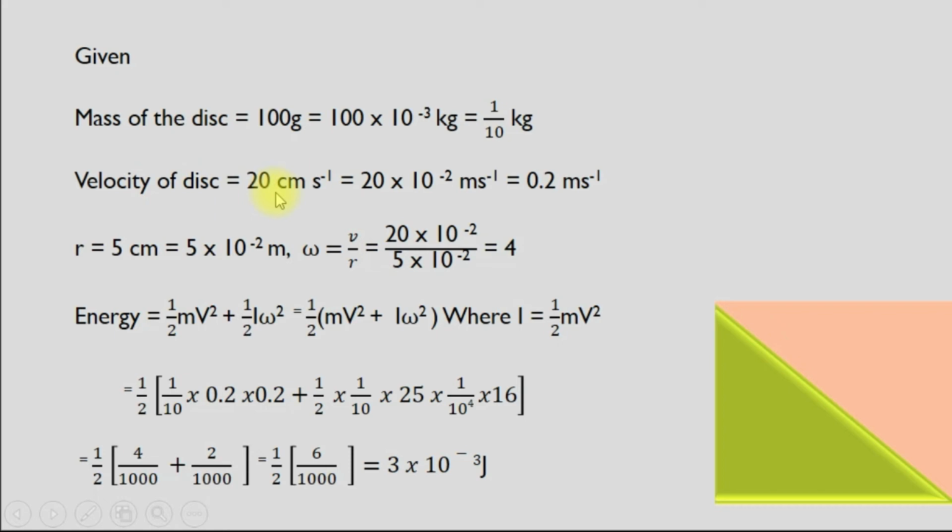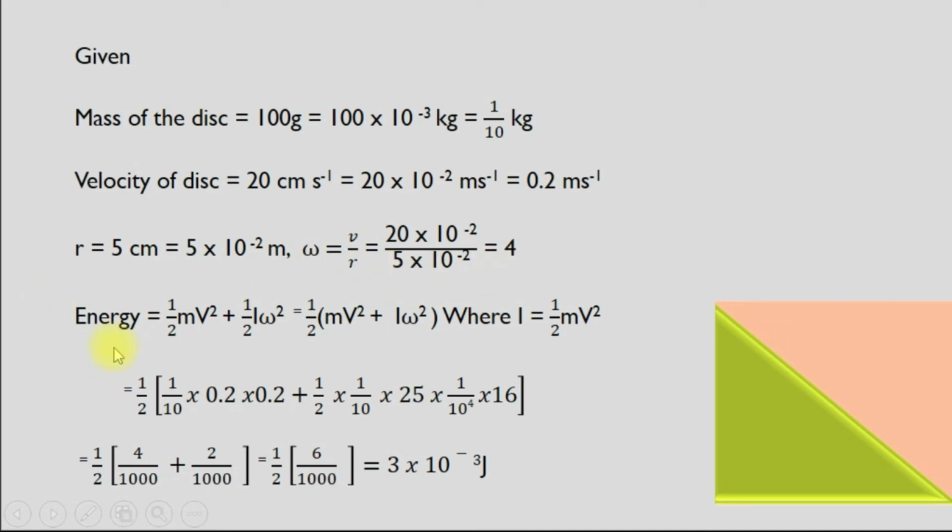Velocity of the disc is 20 centimeter per second. So when you convert this into meter per second, you have 0.2 meter per second. The R value is given as 5 centimeter, which is equal to 5 into 10 power minus 2 meter. The omega value you can find using the relation v is equal to R omega. So omega will be equal to v by R. Substituting the v value and R value, you have the omega value as 4.